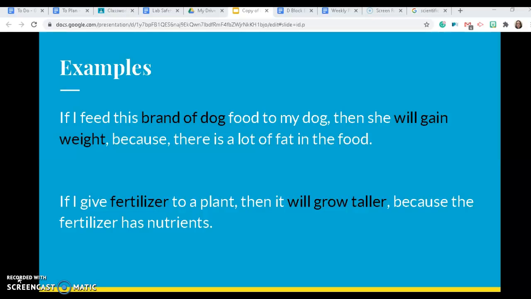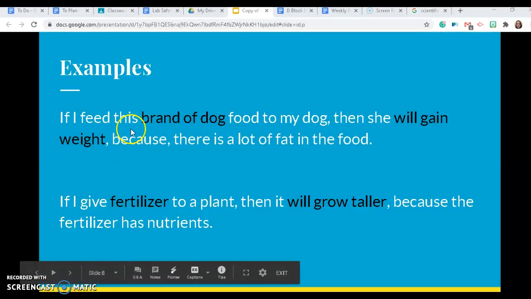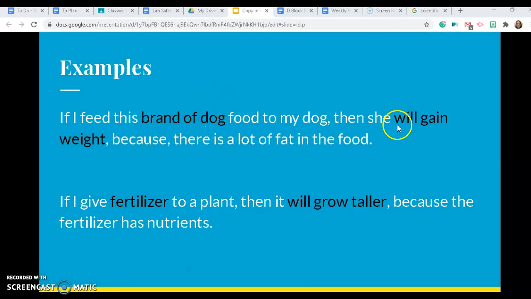So if we take this first example, if I feed this brand of dog food to my dog, then she will gain weight because there is a lot of fat in the food. What I changed was the type of dog food that I fed to my dog. And what I am measuring is the change in her weight. The cause is the new food, and the effect is the weight gain. The cause is the independent variable. The effect is the dependent variable.